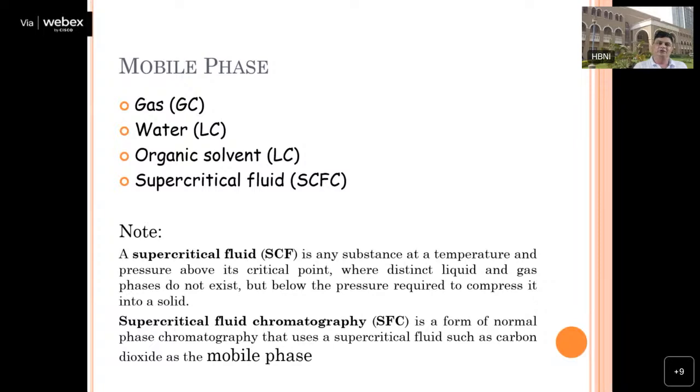So what are supercritical fluids? A supercritical fluid is any substance at a temperature and pressure above its critical point, where distinct liquid and gas phases do not exist, but below the pressure required to compress it into a solid. Supercritical fluid chromatography is a form of normal phase chromatography that uses a supercritical fluid. What is an example of those things? Such as carbon dioxide.